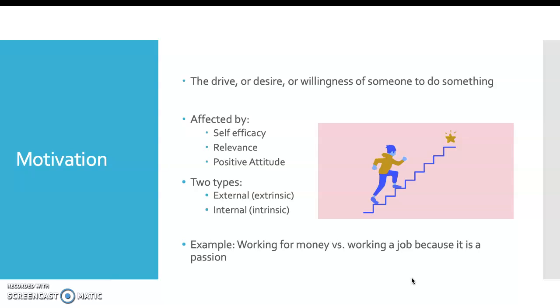And there's two types of motivation. There's external and internal, or extrinsic and intrinsic. So external motivation comes from forces outside of ourselves, and internal comes from within us. So an example of that would be working a job for the money versus working a job because it's a passion that you have or it's something that you're passionate about. So obviously working for money would be an external motivation. Working the job because you're passionate about it or it's something that you love to do would be an internal or intrinsic motivation.